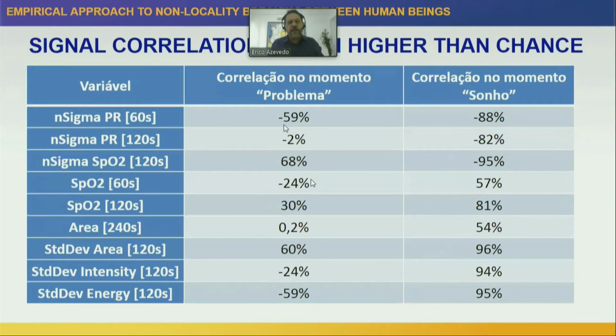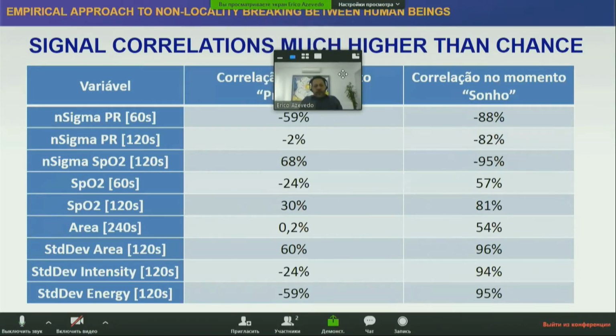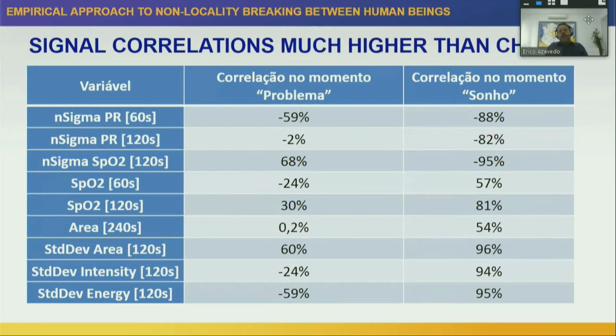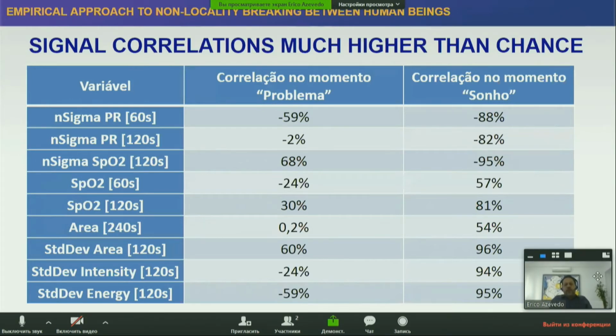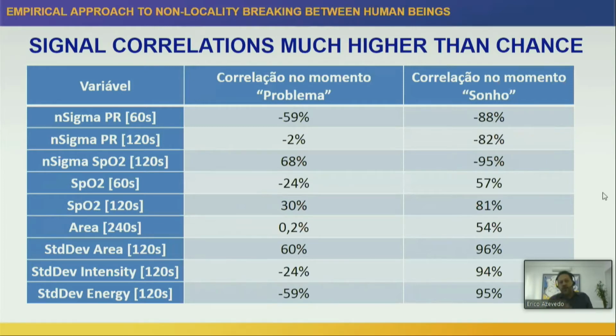And this is a very impressive result that we obtained. When you compare these curves, looking for some kind of body communication, the signal correlations are much, much higher than mere chance. As you see, it's in Portuguese, but I'll translate for you. In the first column, you have the correlation during the problem. It's very low. It's typically random: 0.2, -0.24, -0.2. This is considered a small correlation. So while you were telling me your problem, the correlation is very, very poor. Nobody wants to hear about others' problems.